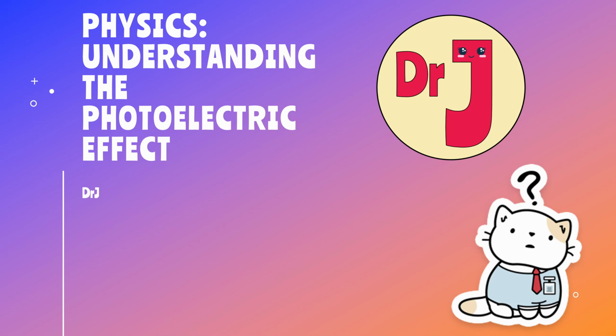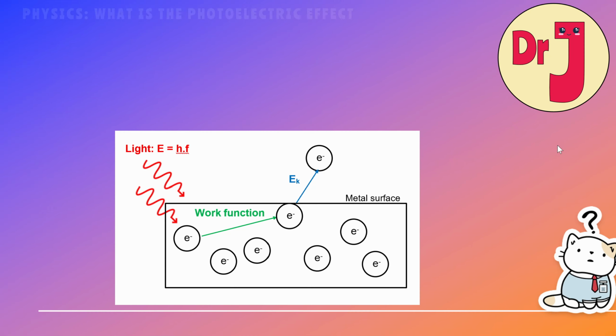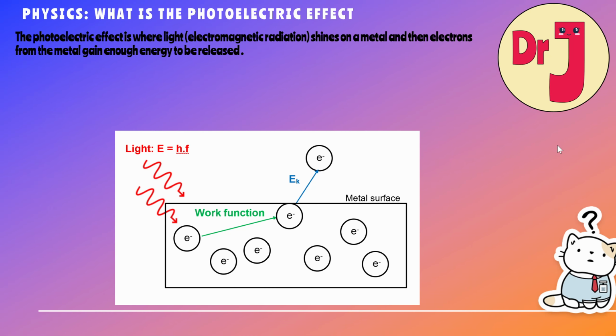Today I will explain what the photoelectric effect is, how light frequency and intensity affect the photocurrent produced, and how an applied voltage affects the photocurrent. So the photoelectric effect is where light or electromagnetic radiation shines on a metal and then electrons from the metal gain enough energy to be released.